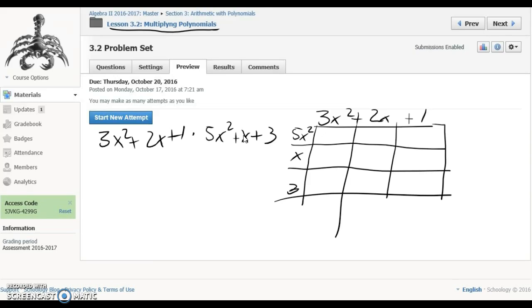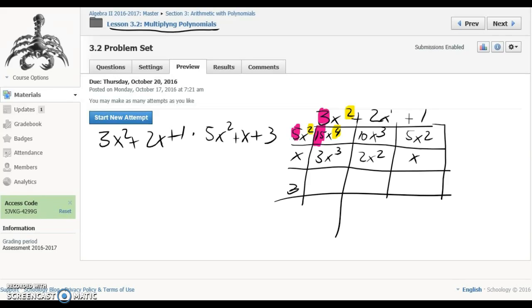So again, 5x squared times 3x squared becomes 15x to the fourth. You can notice here that I am actually multiplying these coefficients to get my new coefficient. And then I'm adding these exponents to get my exponent. So if I continue on, 5x squared times 2x cubed, multiply 5 times 2 is 10. Add 2 plus this invisible 1 that's up here, and that gives me 3. 5x squared times 1 is 5x squared. 3x squared times x is 3x cubed. 2x times x is 2x squared. x times 1 is x.